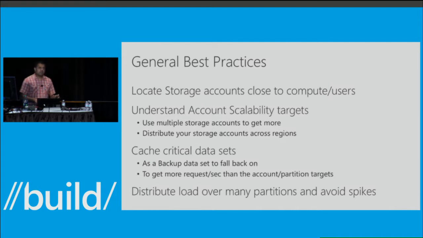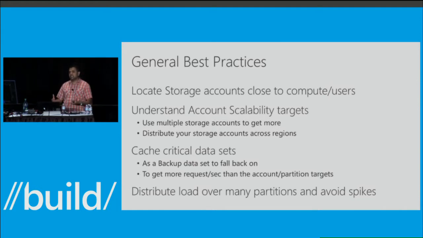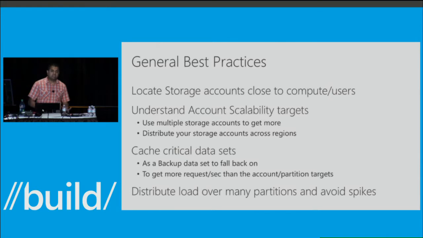The other thing to remember is to distribute the load across various partitions. Rather than creating a hotspot on a single partition, be deliberate in selecting your partition keys. We've given you that control: the blob name is a partition and you control the blob name, the queue name is a partition and you control the queue names, and in addition, the partition key in the table entity gives you control over the partition. So distribute the load across these different partitions and avoid spikes for better scale.